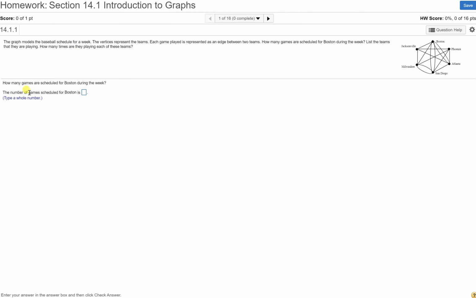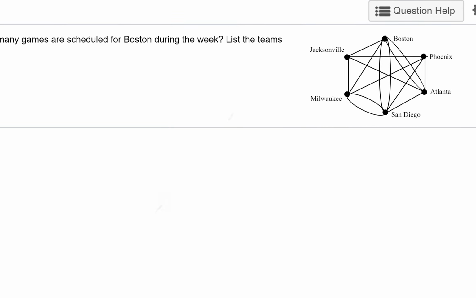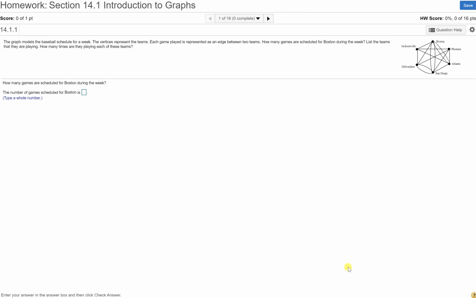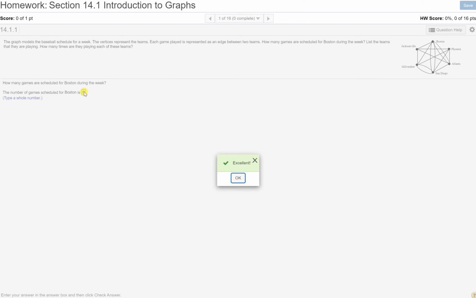Okay, let's see. The number of games scheduled for Boston. So let's look at this. Boston has, it's hard to see that. Okay, I can zoom in. Good. Boston has each edge of the game, 1. Basically asking for the degree, right? Let me just get this marker. 1, 2, 3, 4, 5, 6. I see it has a degree of 6. 6 means that's how many games it's playing, right? So, I gotta clear this. Okay, so I'm gonna zoom out. Can't zoom out. Oh, there it is. I'm gonna put 6, and we're gonna see the answer is gonna be 6. Okay, 6 is my degree, or 6 is the number of edges.